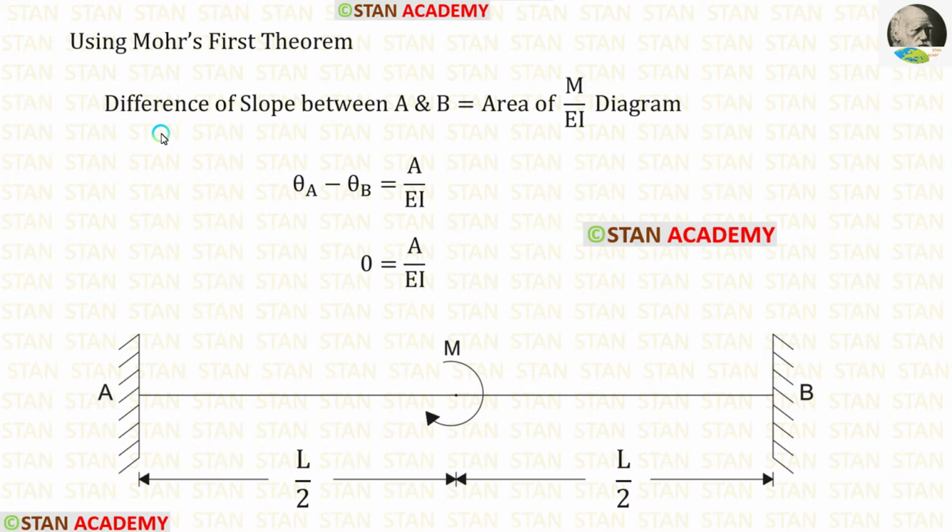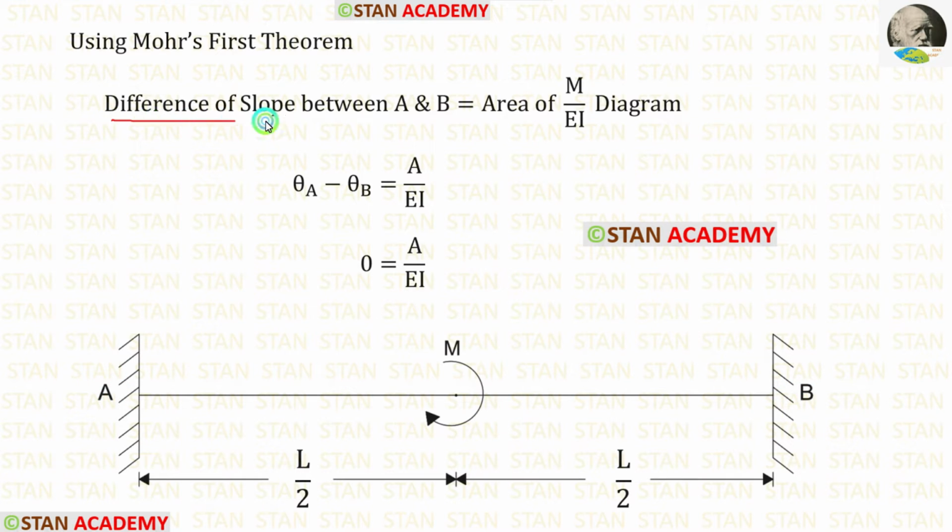To find out the fixed end moments, we are going to use Mohr's theorems. First, let us use Mohr's first theorem. It states that the difference of slope between 2 points will be equal to the area of the moment upon EI diagram. Let us apply this theorem between the points A and B.